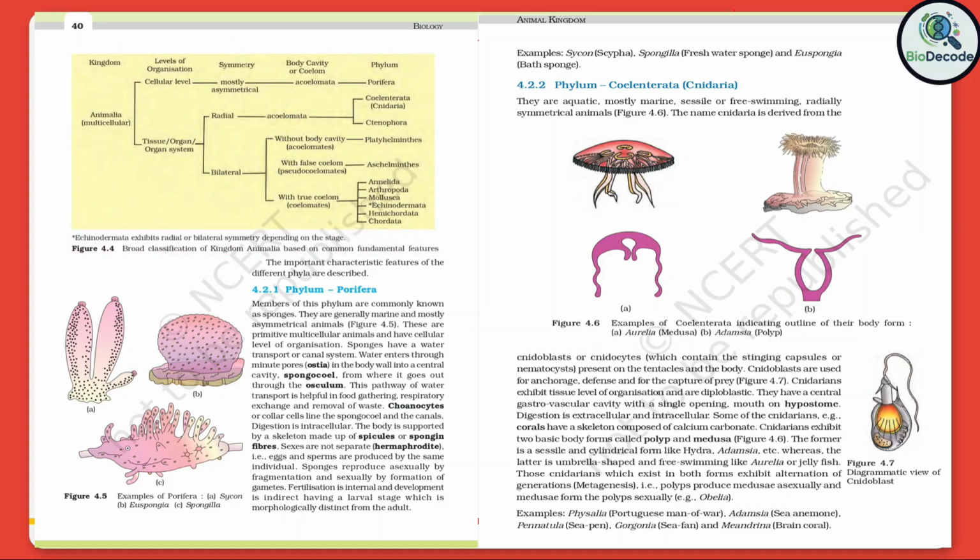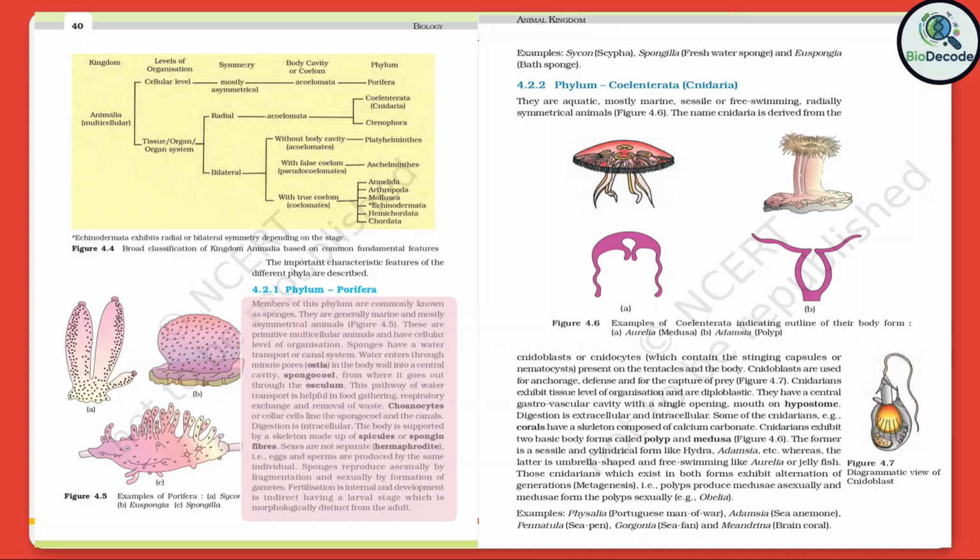Phylum Porifera. Members of this phylum are commonly known as sponges. They are generally marine and mostly asymmetrical animals, Figure 4.5. These are primitive multicellular animals and have cellular level of organization. Sponges have a water transport or canal system. Water enters through minute pores, ostia, in the body wall into a central cavity, spongocoel, from where it goes out through the osculum.